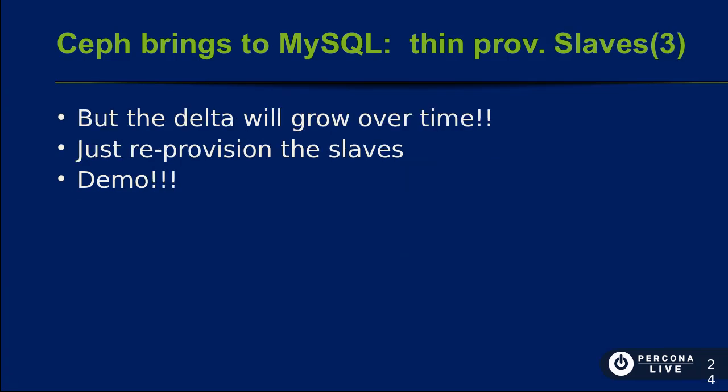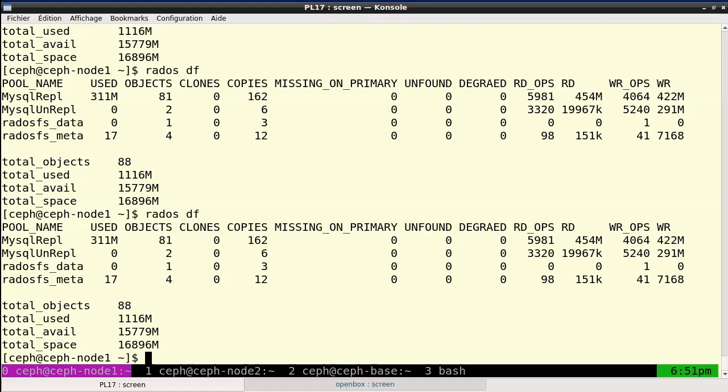Of course, like I said, the delta will grow over time, but when it's too large, you just reprovision. So let's see if my demo can work. Is it the right one? No, it's not the right window. Here, okay. So I have 3 nodes: Ceph node 1, node 2, and Ceph base. Should be node 3, but I forgot to change the name apparently.